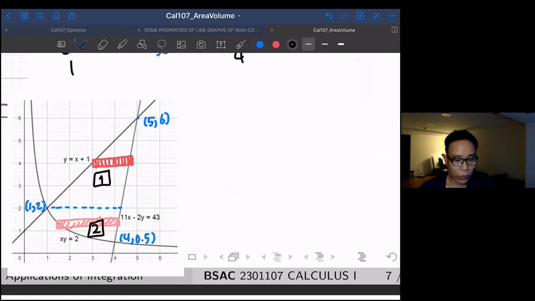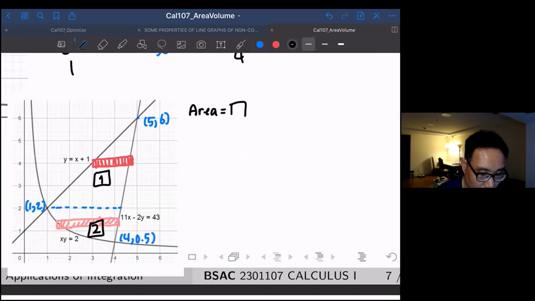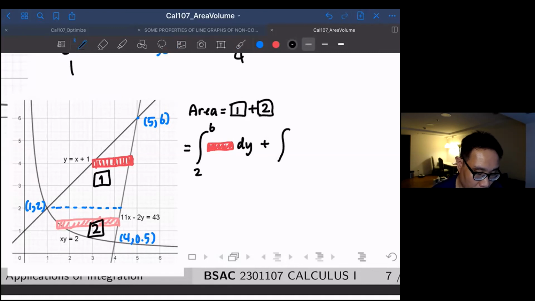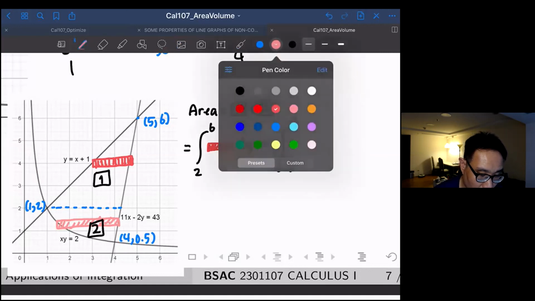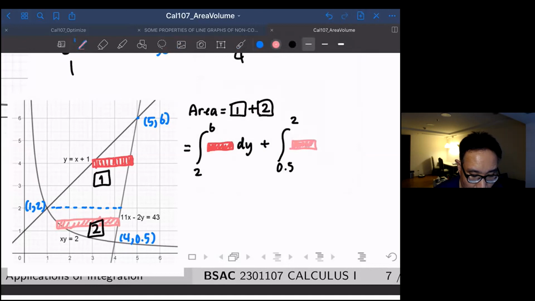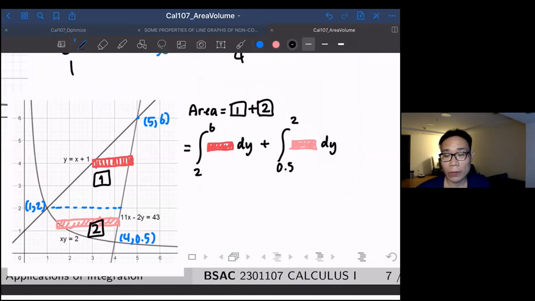So you're going to find the area equal to the integral of number 1 plus number 2. Number 1 will be the integral from 2 to 6 of the red one, dy, and you have the integral from 0.5 to 2 of the pink one, and dy. This is how we obtain the area.